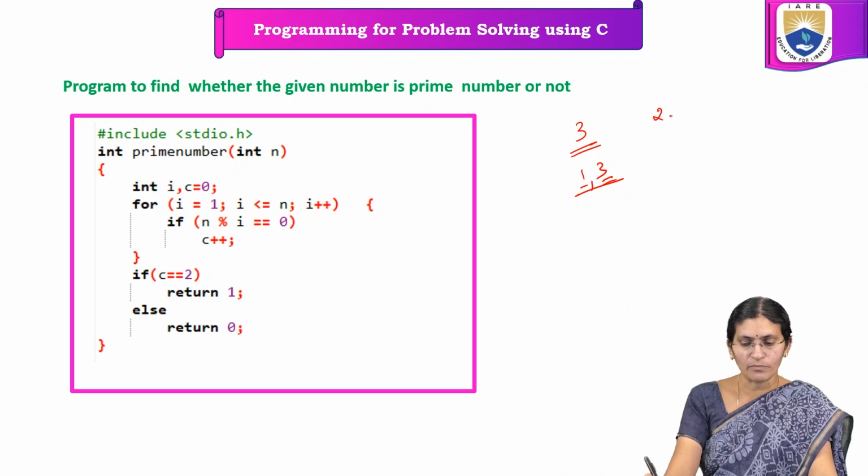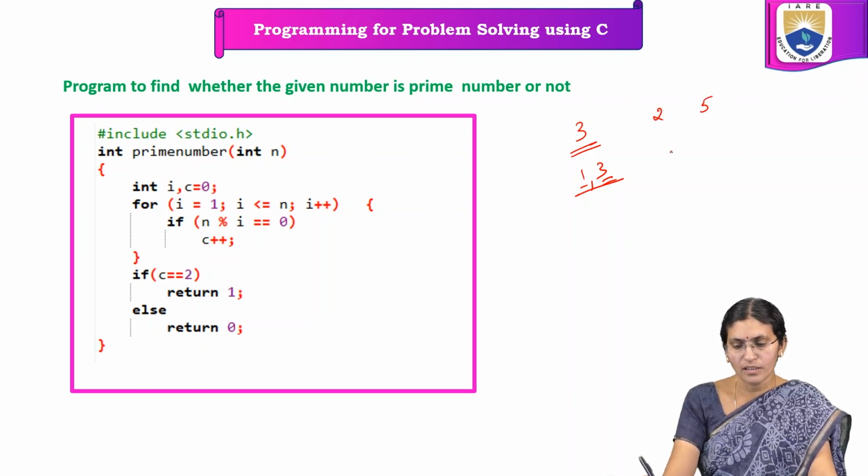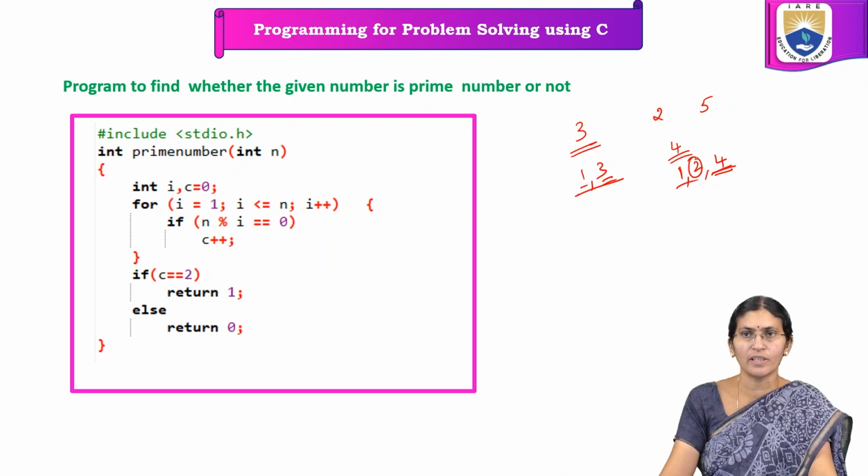So 2 is also a prime number. Next, 5 is also a prime number. 7 is also a prime number. But 4 is not a prime number because it has the divisors 1, 2 and 4. So in addition to 1 and 4, we have another divisor, that is 2. Therefore this is not a prime number.